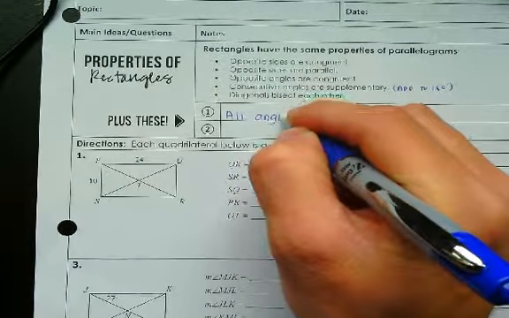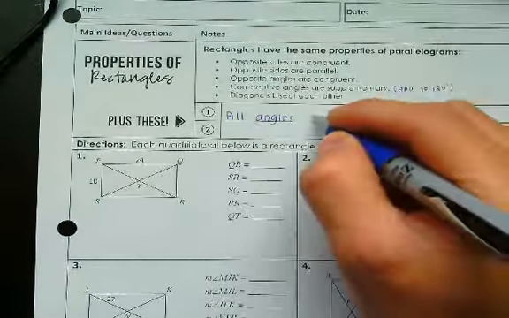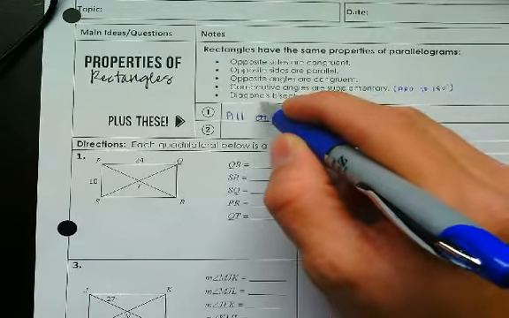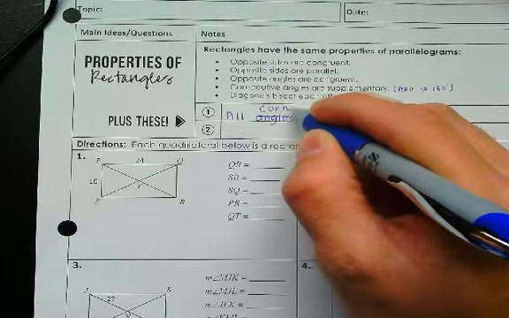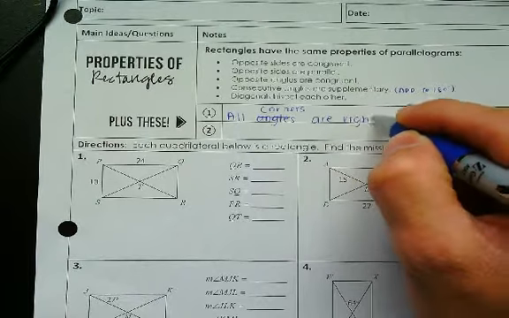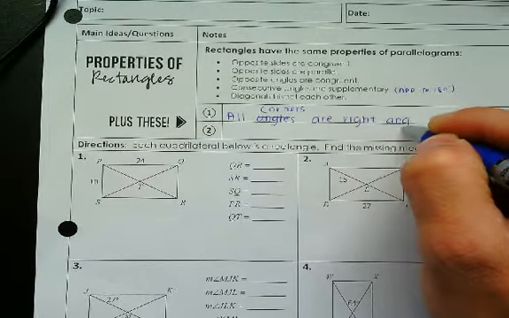The new one that we're going to add in for properties of rectangles is that all angles are right angles. Let's change that. All corners, got to be a little more specific, all corners are right angles, 90 degrees.